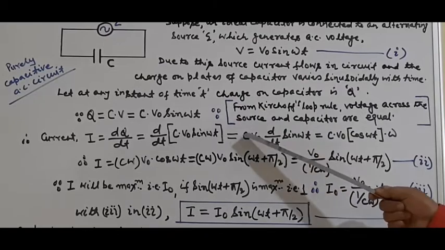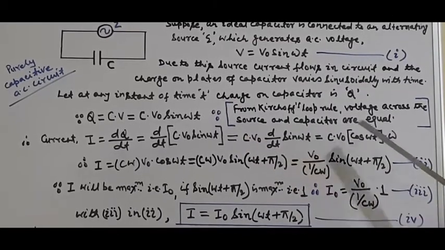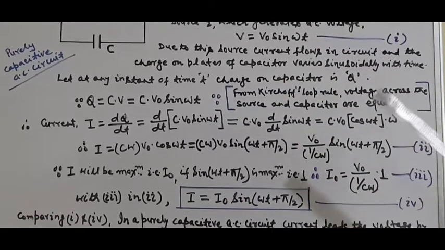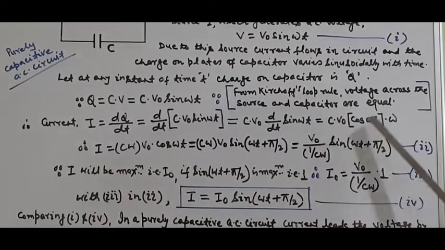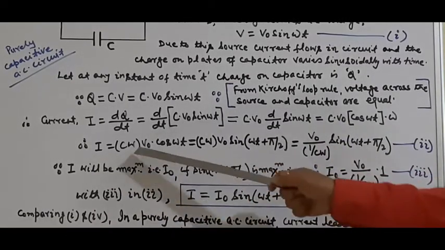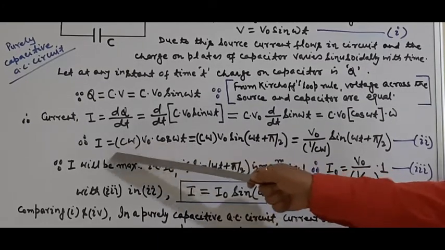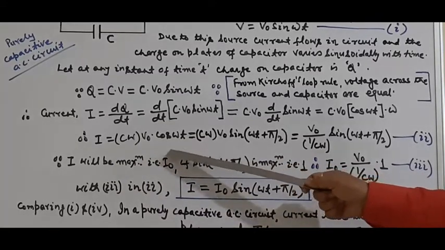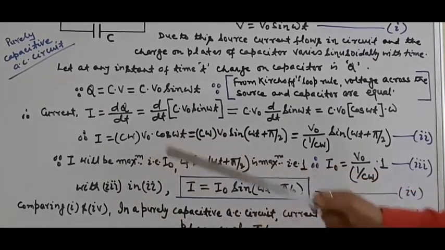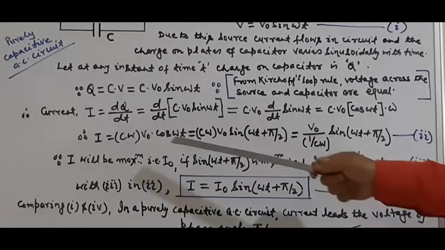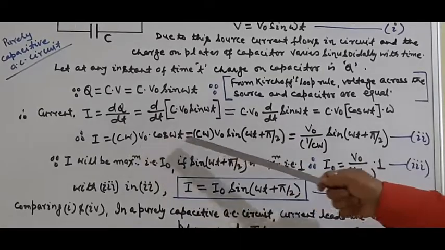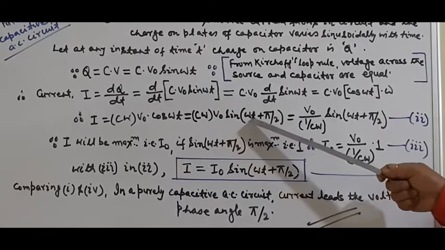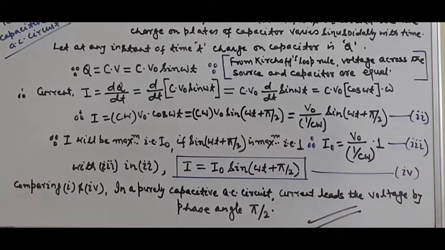When we differentiate this, C V naught remains as it is, the differentiation of sine omega t is cos omega t, and differentiating omega t gives omega. So our current becomes I is equal to C omega V naught cos omega t. I can use the relation that cos omega t is equal to sin of omega t plus pi by 2, so we convert it into sine also. So C omega V naught cos omega t can be written in this form, sin of omega t plus pi by 2.